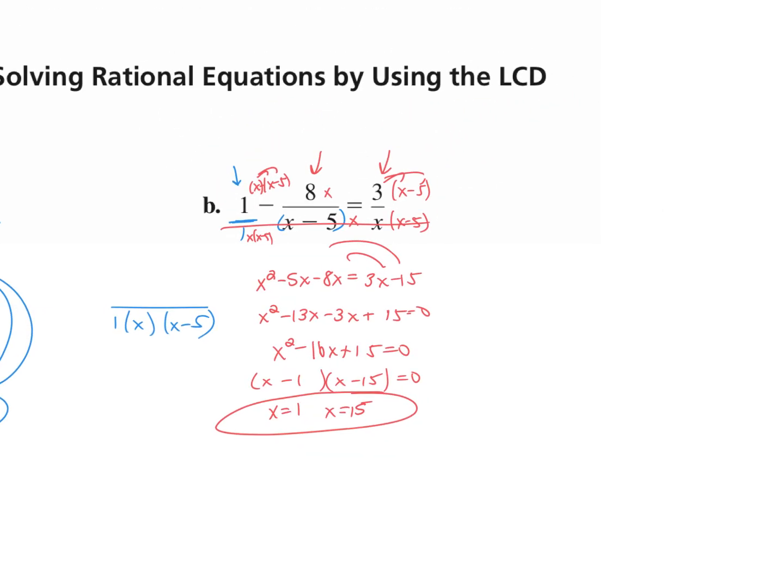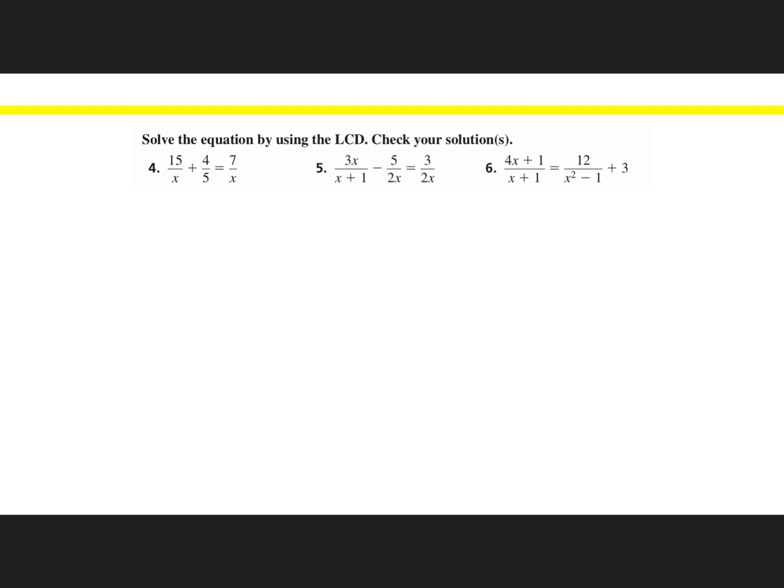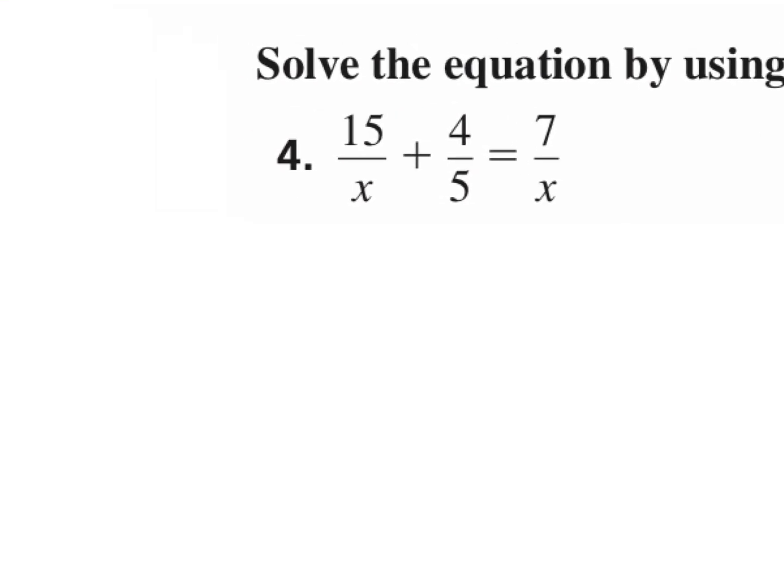Everybody okay? Oh, there's no more in here? Okay. Let's go to the next ones. Is this the last example? Okay. All right, here we go. Let's get a little side work over here.